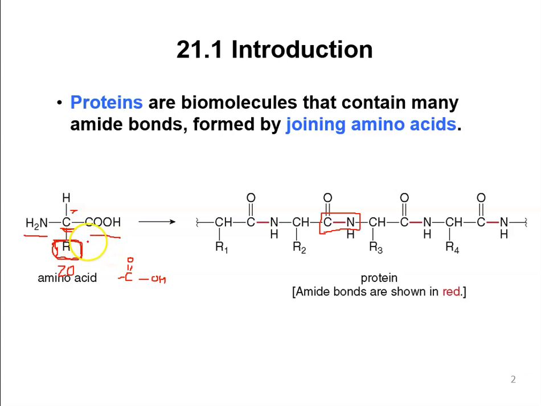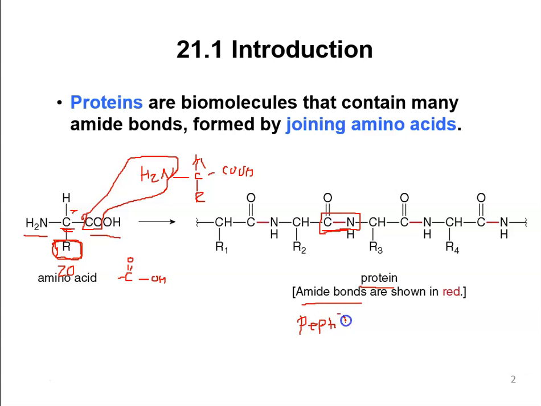So you basically take one amino acid and you take another amino acid, and hook up this carbonyl with this nitrogen group. And that's what you get, and that's what a peptide bond is. A protein is when you have two or more amino acids hooked together. So proteins are basically amide bonds, or you'll see it called a peptide bond.